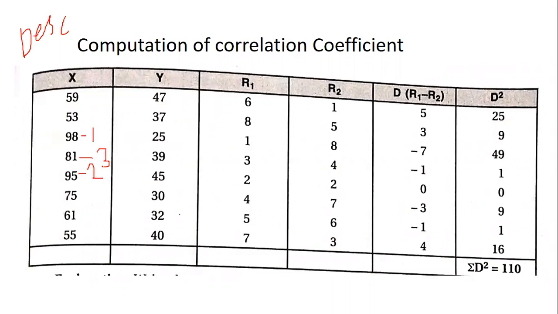Then the next number is 81, so third rank. Then the next number is 75, so 4. Then it is 61. Then it is 59. After 59, we have 55 and then 53. So this is how you assign the rank. Simply find the highest number, then find the next lowest, and keep giving the ranks. This is the same system we use in schools and colleges. The highest mark scored by a student will get the first rank.